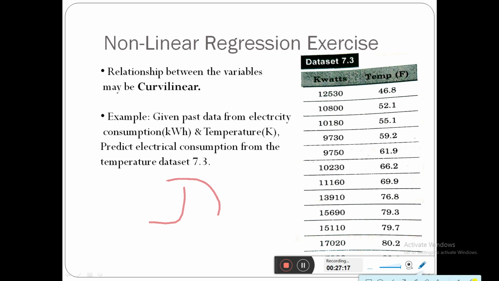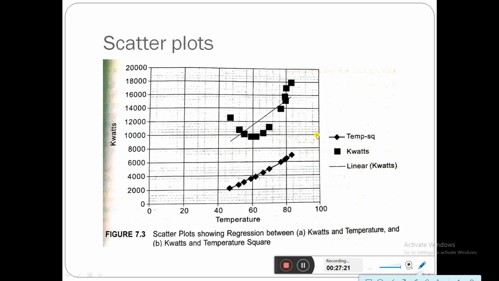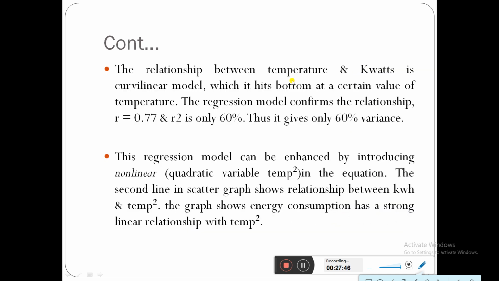First, you have to find out the relationship between these two. We plotted a graph for that. Here it is curvilinear, so no clear linear relationship is established. If you put a line, it is going to cover only a few data points. It is not going to cover more data values. This is our graph.